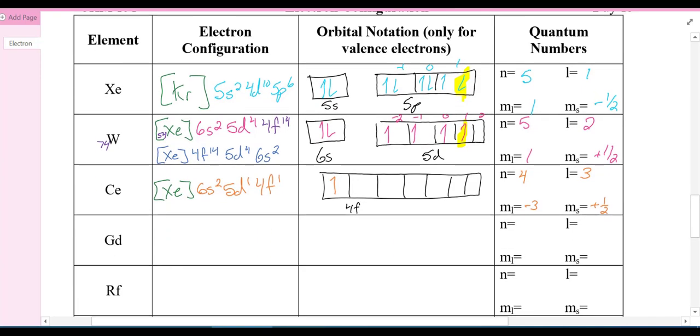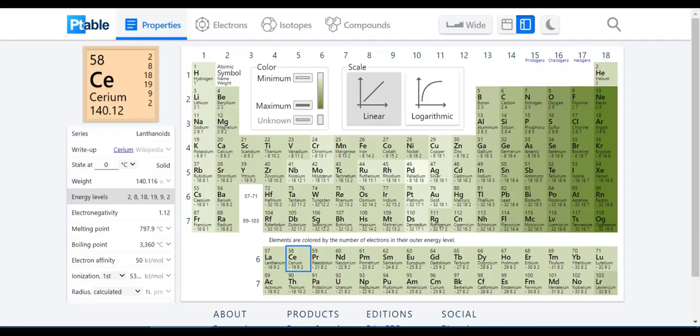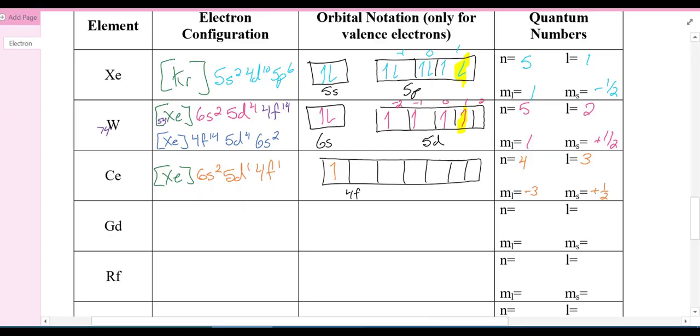Okay, Gadolinium. Where's Gadolinium at? Right there, number 64. Okay, number 64. And so what do we have here? I still have Xenon, 6S2, 5D1, 4F7.